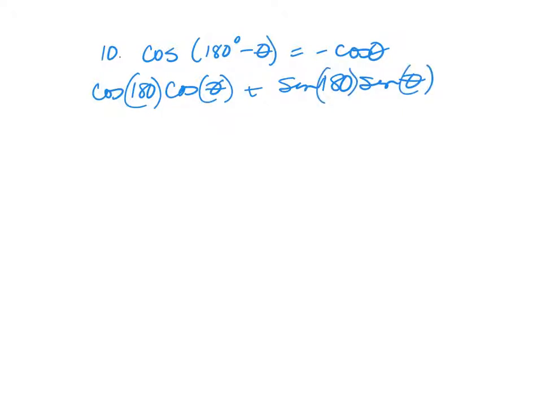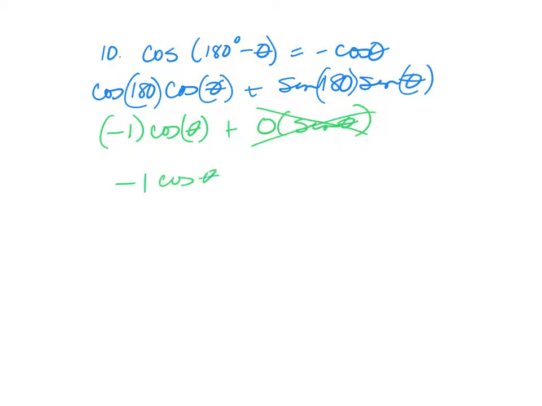Now we use our unit circle. What is cosine of 180? Negative 1, right? Times cosine of theta. You cannot find cosine of theta. Theta is a variable. Plus sine of 180. Sine of 180 is 0 times sine of theta. Well, what happens to the 0 times sine of theta? It cancels. So it's equal to negative 1 cosine of theta, which is negative cosine of theta. What is it supposed to be equal to? Negative cosine of theta. We have arrived.